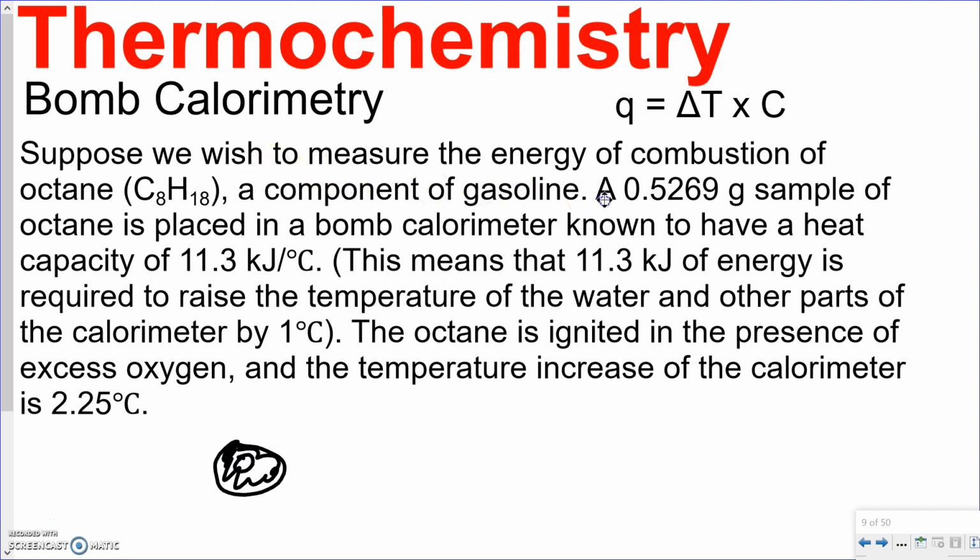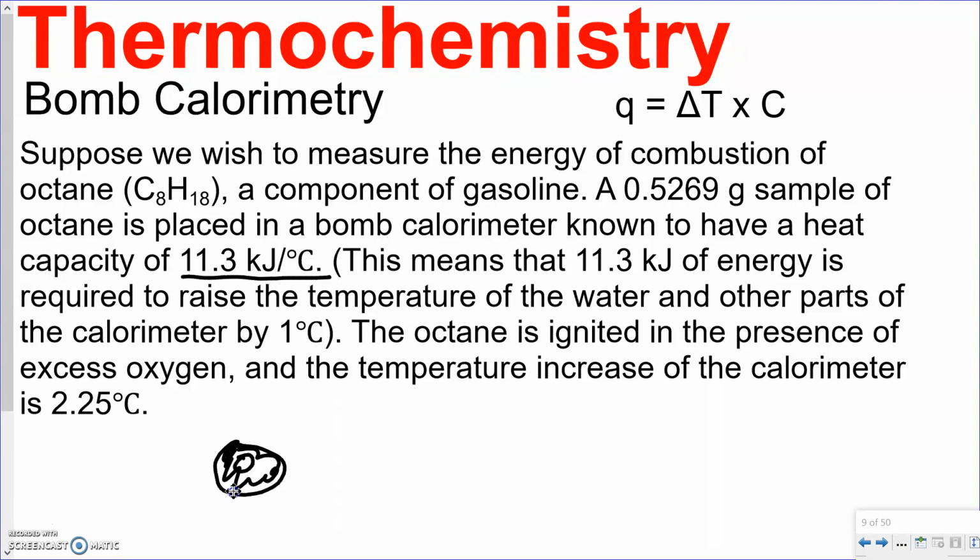So if we're reading through this problem, we have a 0.5269 gram sample of octane placed into a bomb calorimeter, which has a heat capacity of 11.3 kilojoules per degree Celsius. So notice grams are gone here. Why are grams gone? Grams are gone because it's already standardized for the mass in this piece of equipment. And again, that's only for this piece of equipment. What that means is 11.3 kilojoules of energy is required to raise the temperature of this whole piece of equipment by 1 degree Celsius.